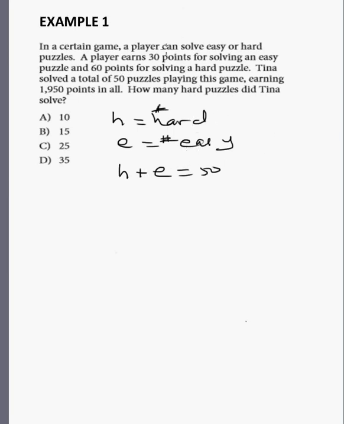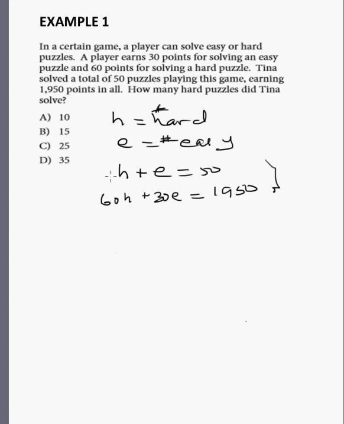Now, it turns out a player earns 30 points for solving an easy problem and 60 points for solving a hard problem. So since we had H starting, we are going to say, well, 60H plus 30E is equal to the total amount of 1950. So these are the two equations you have to solve to be able to find H and E. Now, at this point, you can solve them using algebra, or you can begin to plug in. That is, once you set this up, you can't get it wrong. You can plug in if you don't want to solve it algebraically.